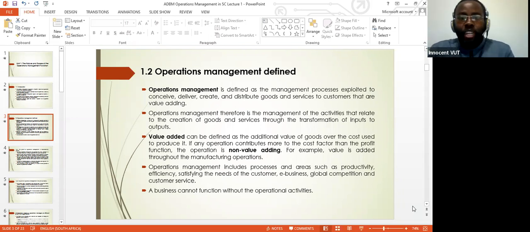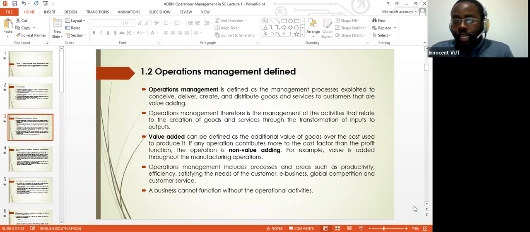And then under operations management, or under the transformation process, we have value added, and value added can be defined as the additional value of goods over the cost used to produce it. If any operation contributes more to the cost factor than the profit function, the operation is non-value adding. So for example, value is added throughout the manufacturing operations. When goods are being manufactured, as they move along the manufacturing process, value is added at each stage until we have the output.